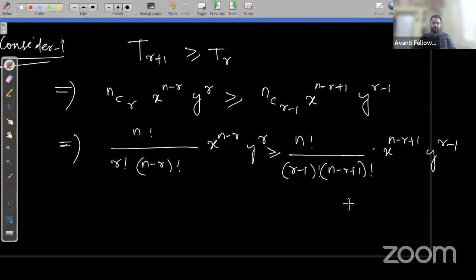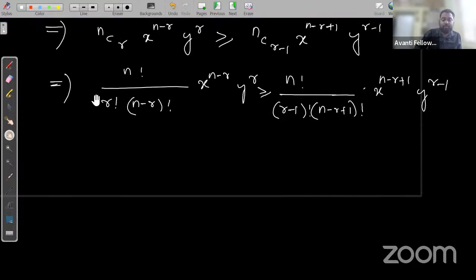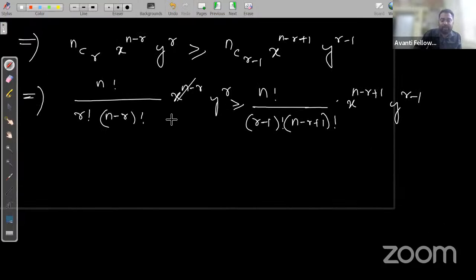You can see here, if we divide x to the power n minus r on both sides, in the right hand side of the inequality you will get x. And if we divide y to the power r minus 1 on both sides of the inequality, you will get y in the left hand side of the inequality, right? So you will be having here x, and here y, right?